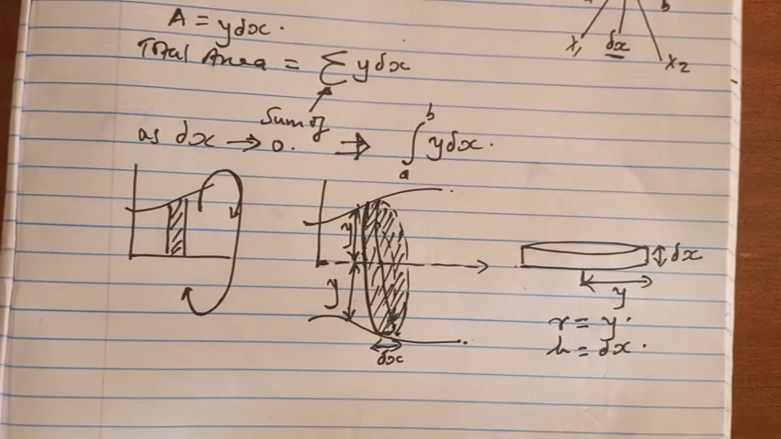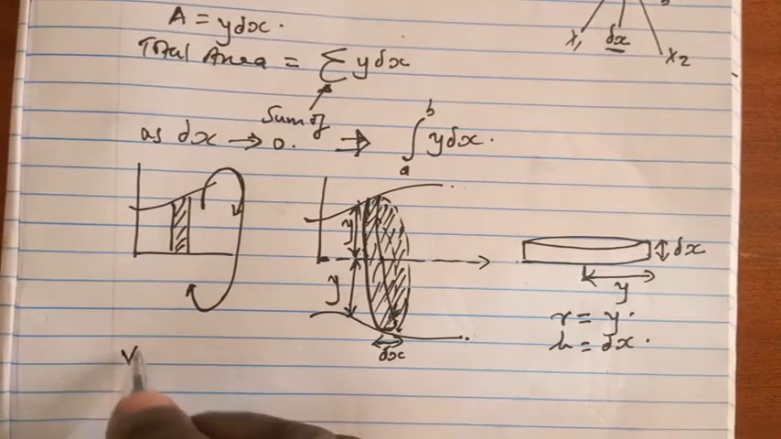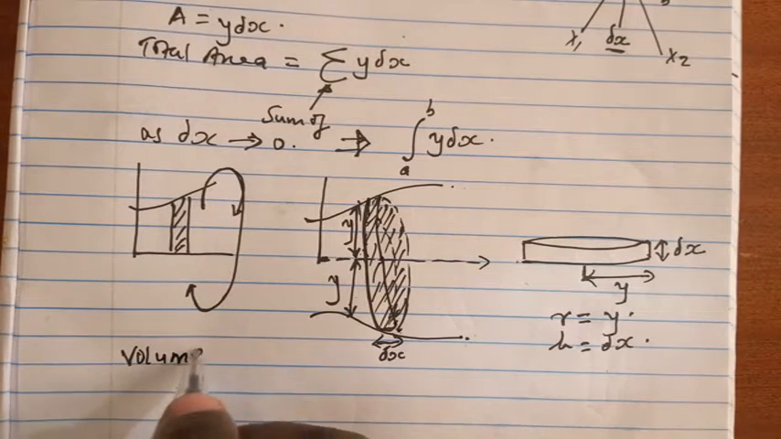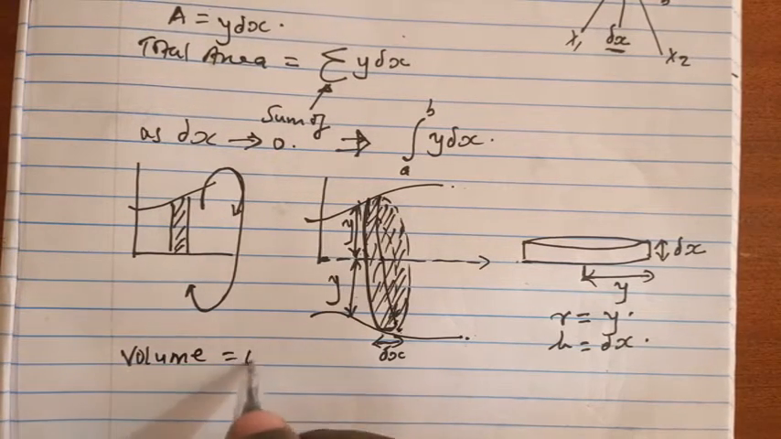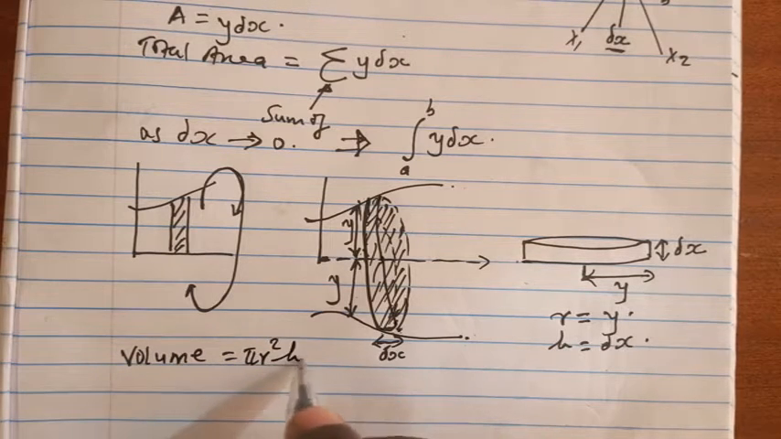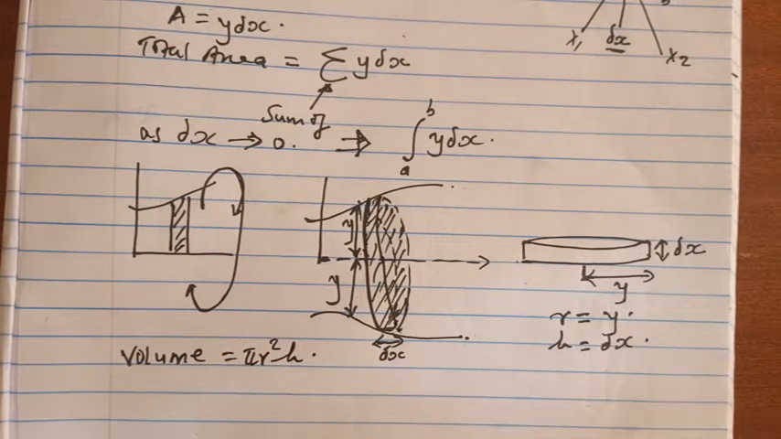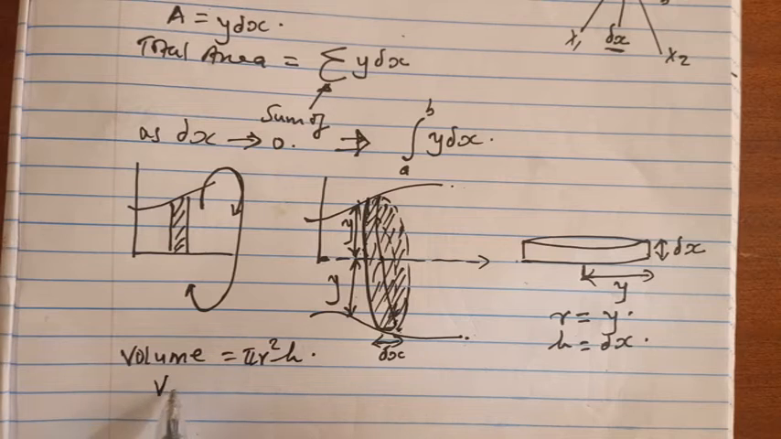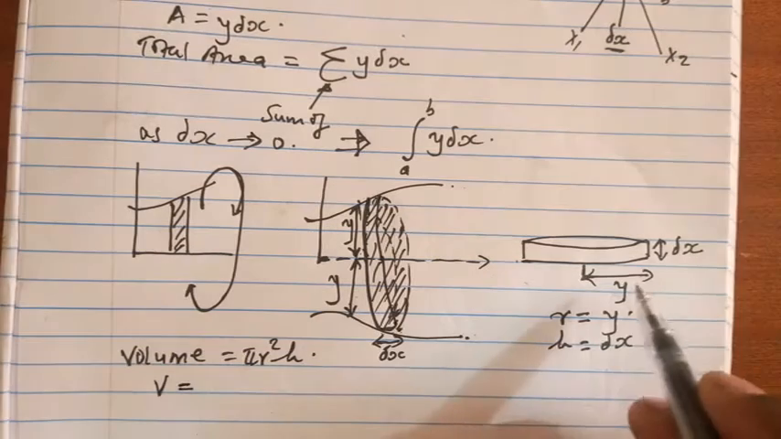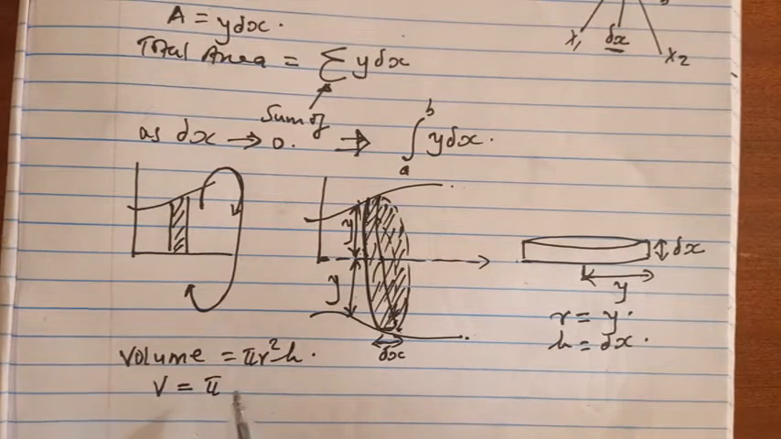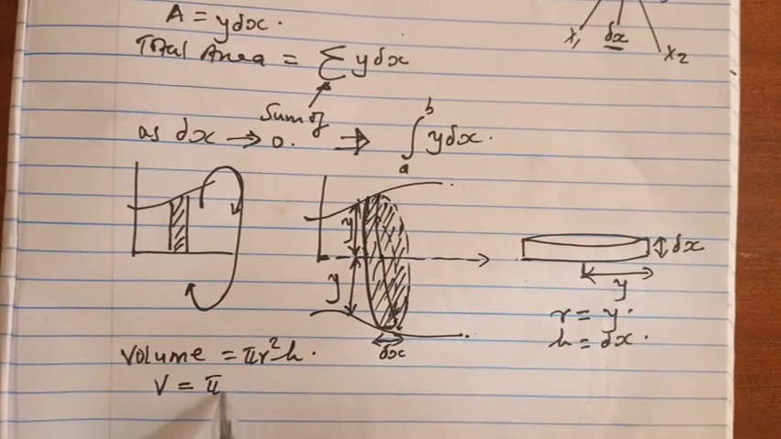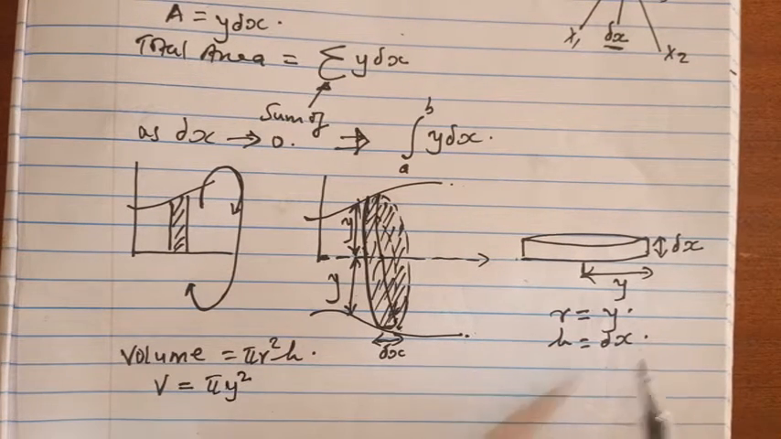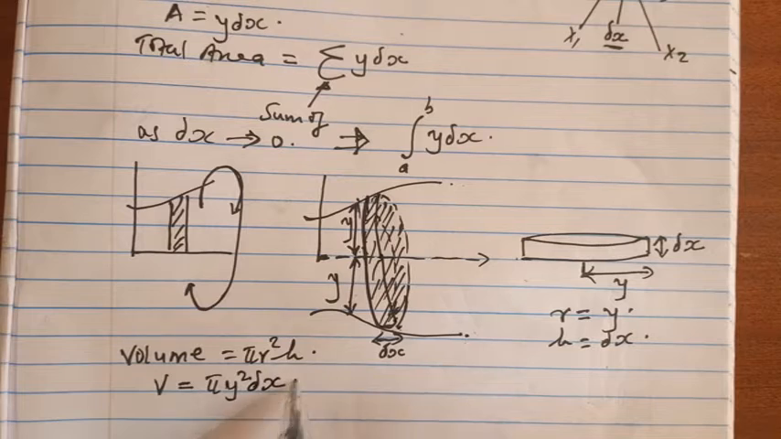It goes without saying, the volume of a cylinder is of course given by pi r squared times the height. So the volume in this particular case is pi, r squared is y squared, times the height, which is dx.